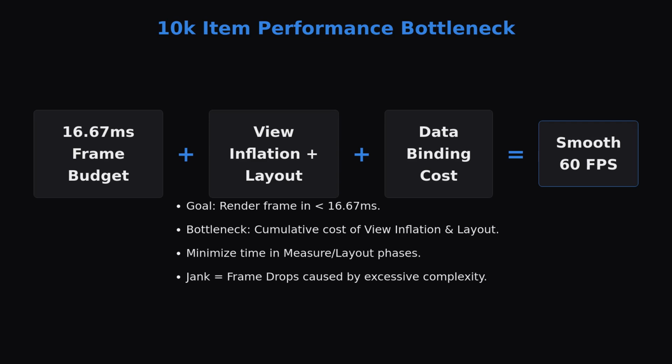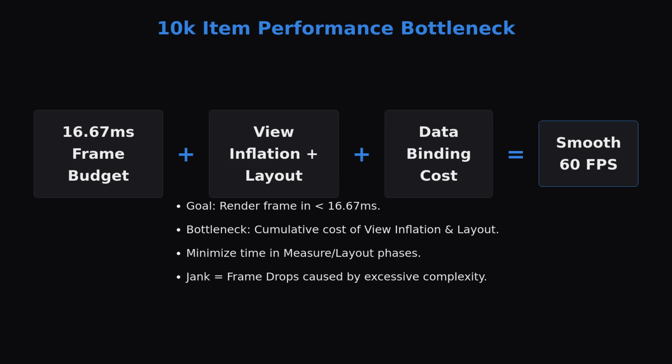To maintain a consistent 60 frames per second rate, every frame must render in under 16.67 milliseconds. When displaying 10,000 items, the primary performance bottleneck is not data retrieval speed. The critical constraint is the cumulative cost of view inflation, layout calculation, and data binding. Excessive inflation of complex view hierarchies directly causes frame drops, which developers call jank.